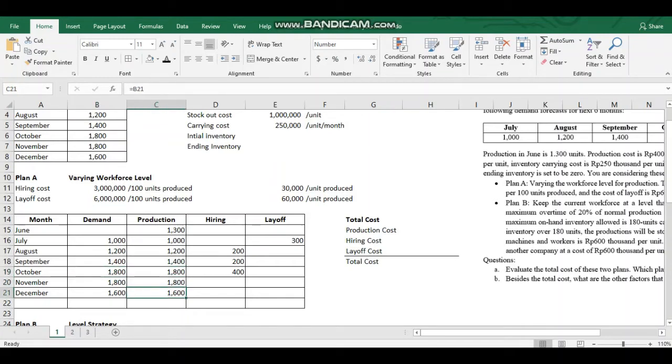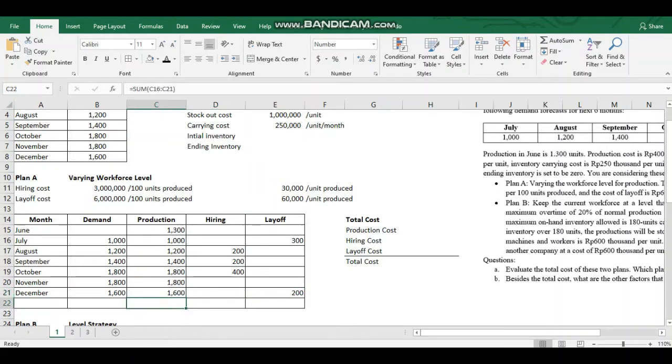And then for December, the demand is decreasing, okay, from 1,800 to 1,600. So since it's decreasing, we have to decrease the level of production too, and we have to lay off as much as the difference between the demand of October and December.